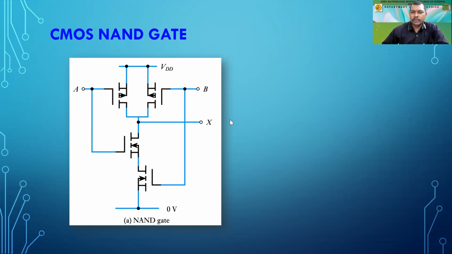So the output voltage will become high. So if one of the inputs is zero, then also the output will be high, right? Now what happens when both the inputs are high? When both the inputs are high, these two transistors which are connected in parallel will be in the off condition. They are not going to work, and if they are not going to work, then this voltage will not come across this.